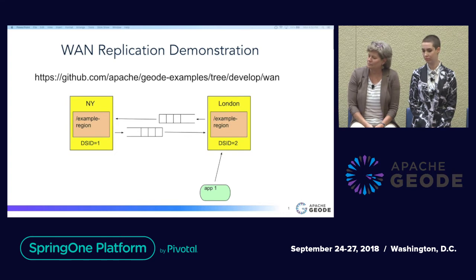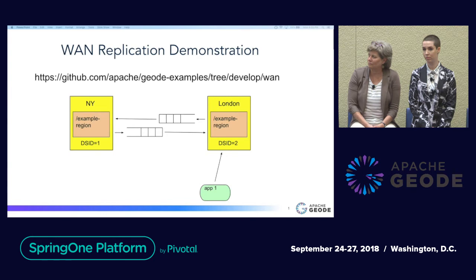The code for this demo can be downloaded from the Apache GitHub repository for Geode examples. The example is currently on the develop branch, but will soon be released with Geode 1.7. The original WAN example creates 2 clusters on your local machine. For this demonstration, however, I've modified the scripts to create the clusters on 2 different machines. We'll refer to one cluster as the London cluster and the other as the New York cluster.